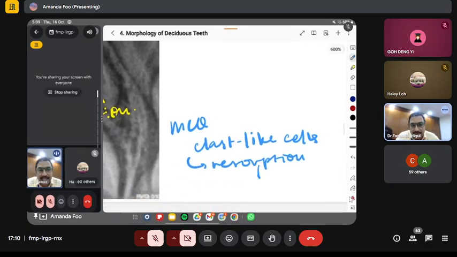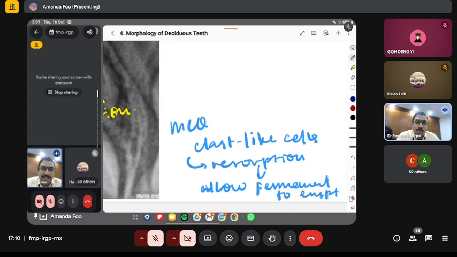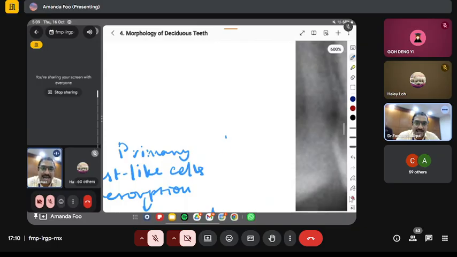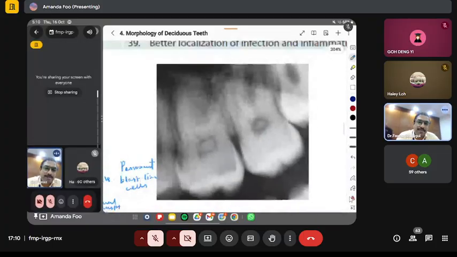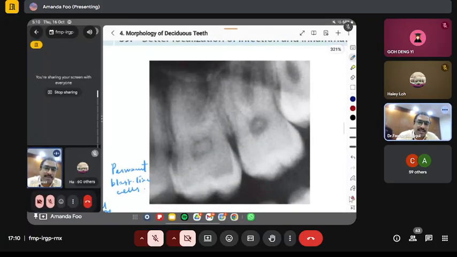Unlike in the permanent, God has programmed the pulp to be blast-like cells. Okay, blast-like cells. So the pulp of the permanent teeth will become odontoblasts when stimulated. They will become osteoblast. They will become cementoblast. Okay, so that is why now if you see the radiograph on the right, it is a radiograph of a permanent tooth, and you see the pulp chamber. What do you see in the pulp chamber? These are permanent teeth.